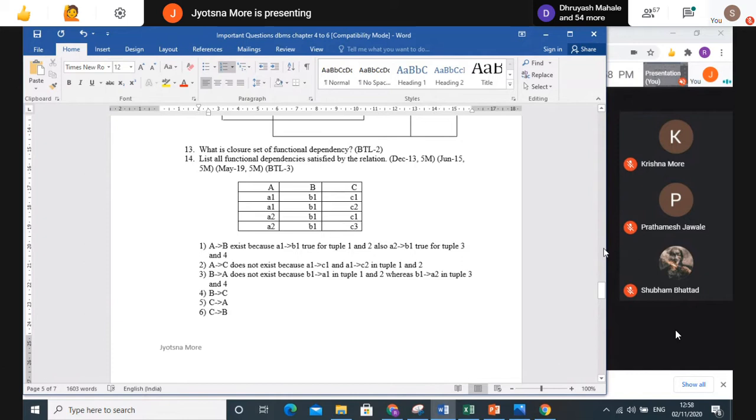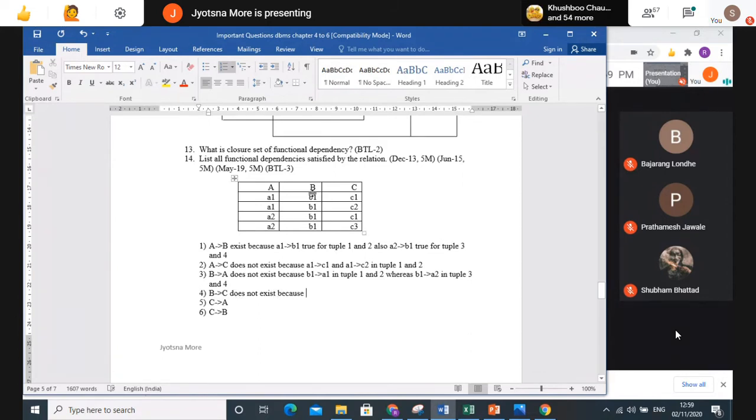Okay, next. B determines C. Does not exist. Bajrang, why are you saying it does not exist? Because B1 determines C1 and in the second one B1 determines C2. Correct. The answer is correct, and I got the reason also. So mention your answer does not exist, because give your reason properly.